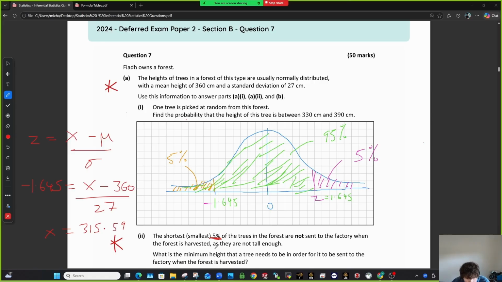And then what did it say? Did it say round it in a certain way? Yeah, it doesn't say to give it to any particular decimal places. The shortest three. So basically, as you can see here, the mean is about 360. So if the height of the tree is below this, it won't get sent to the factory. So this is the cutoff point there. So if we were to round it up, we'd say if you're below 316, you don't get into the factory. Okay, hopefully that makes sense to people. So I'll pause that, clear it away.